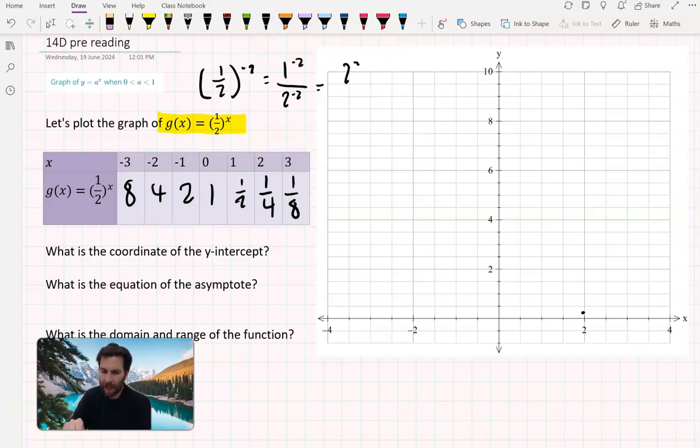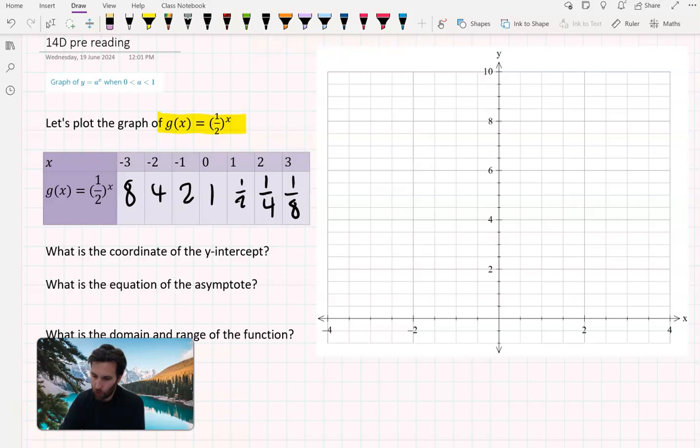So a good takeaway to keep in mind there is that we've got some symmetry between the graph of our first one, so f of x is 2 to the power x, and g of x, which is 1 over 2 to the power x. So that's something important to keep in mind for the next couple of lessons.